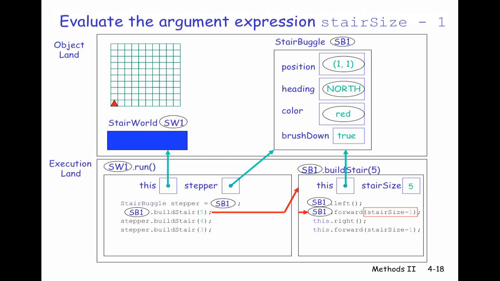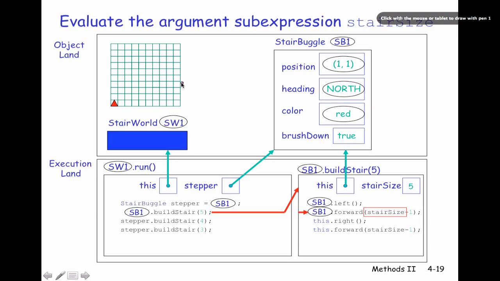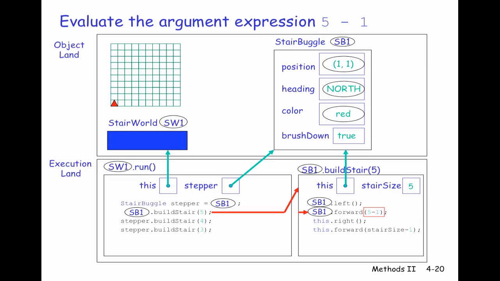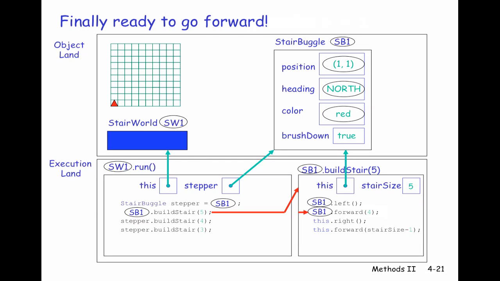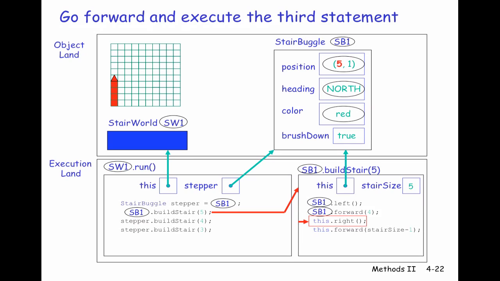In this case, the argument expression is stair size - 1, and to evaluate stair size - 1, we need to evaluate stair size. Well, what is stair size in this particular invocation? To determine the answer to that, we simply look in the variable section of our execution frame, and we determine that stair size is the value 5. That is, we are substituting the number 5 into the whole name stair size, so that when we do that evaluation, stair size becomes 5. We now do arithmetic to determine that 5 minus 1 is 4, and now we send our buggle forward 4 steps, which causes it to move forward in our object land. We can see that it has moved forward up here.